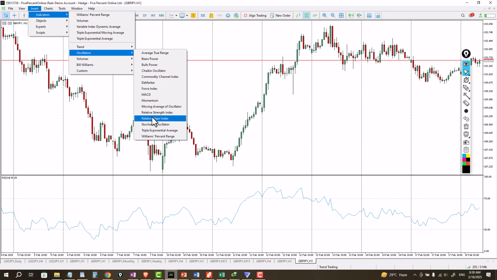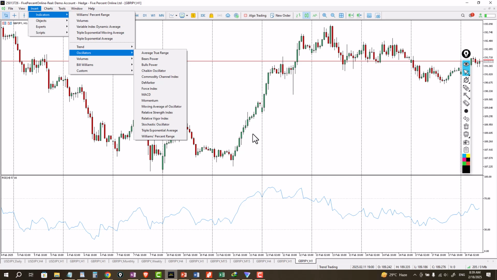But divergence is broken down into two specific types of divergence. We've got the regular divergence and we've got the hidden divergence. Now, the regular divergence is the one we're going to be talking about today, and I'm going to be using the RSI indicator, that's the relative strength index indicator, as an example for you.